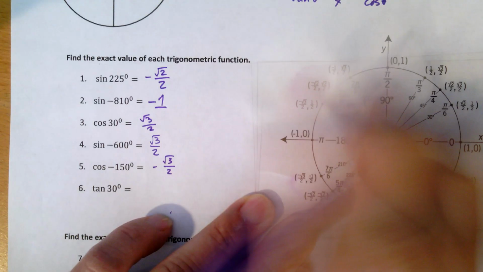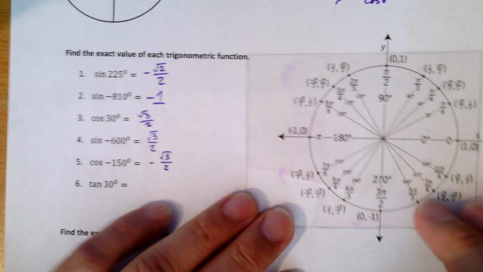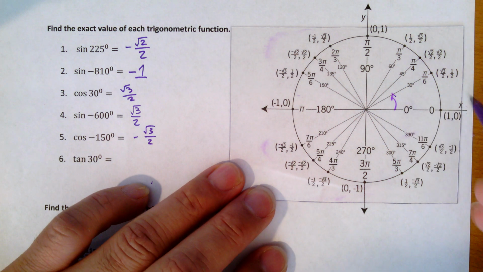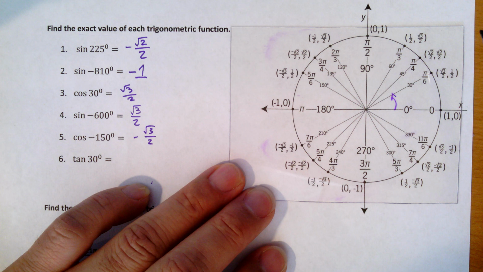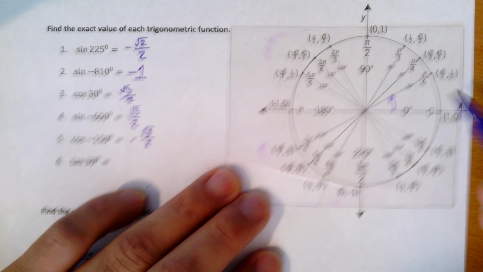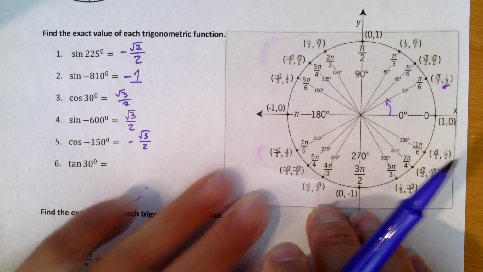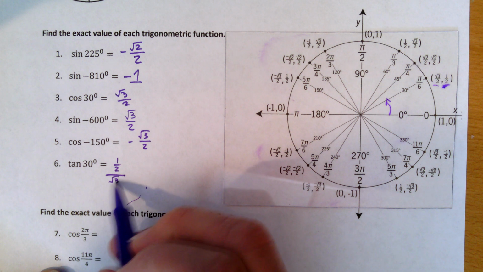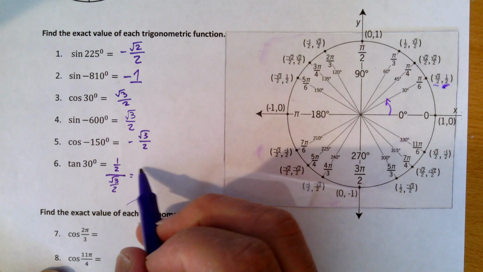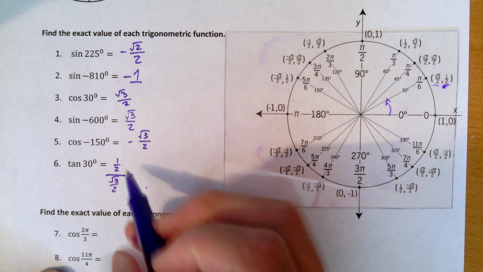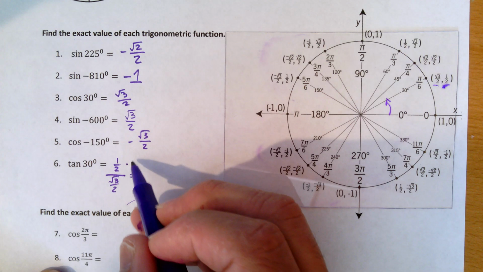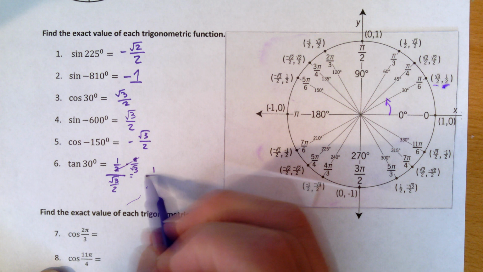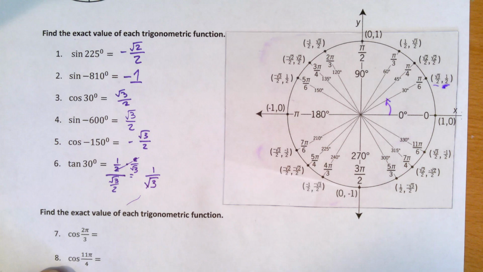And then lastly, tangent of 30 degrees. Tangent of 30 degrees would be right here. But tangent, remember we said tangent is sine over cosine, or y over x. So what we have to do over here is y, 1/2, over x, radical 3 over 2. And so to divide these fractions, you need to take the reciprocal of the second one, and then it becomes a multiplication problem. The 2's cancel out. You're going to get 1 over radical 3.